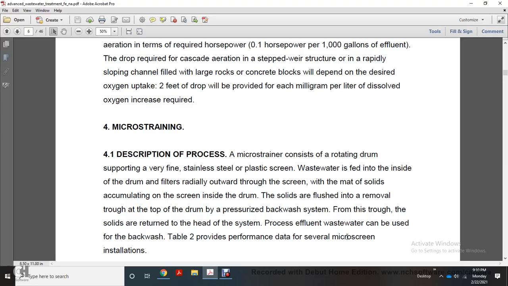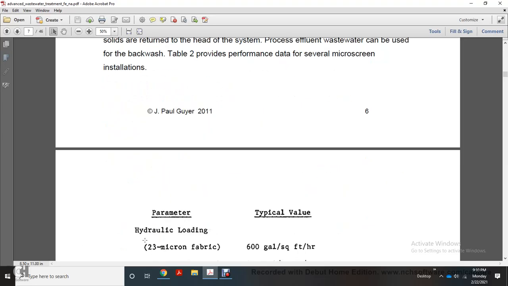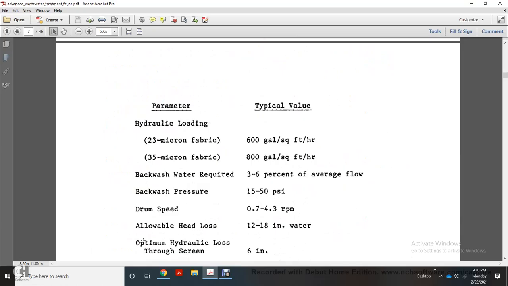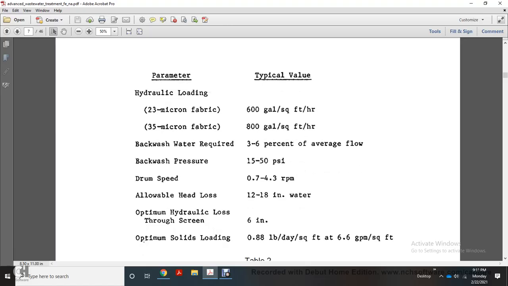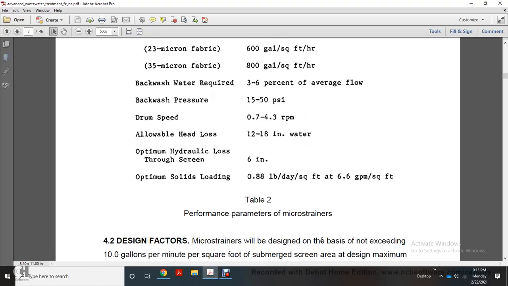Table 2 provides performance data for several microscreen installations. It shows the parameters and typical values: hydraulic loading, 23 micron fabric, 600 gallons per square foot per hour; 35 micron fabric, 80 gallons per square foot. Backwash water required, 3 to 6% of average flow. Backwash pressure, 15 to 50 psi. Drum speed, 0.7 to 4.3 RPM. Allowable head loss, 12 to 18 inches of water. Optimum head loss through screen, 6 inches. Optimum solids loading, 0.88 pounds per day per square foot at 6.6 gallons per minute per square foot.